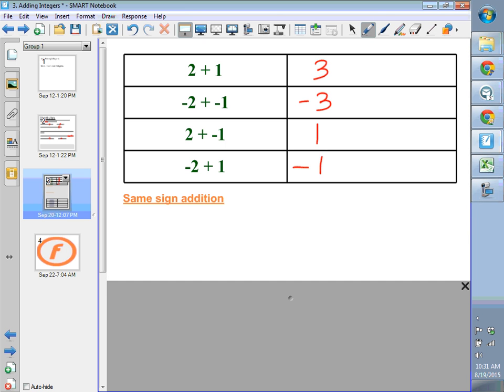So, the rule for same sign addition. First, I don't like this color. I need a different color with that orange. All right, we add the absolute values.